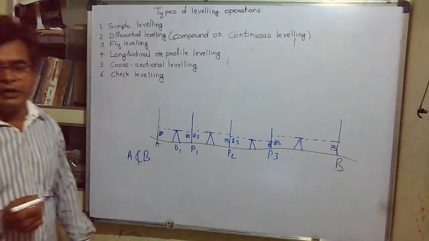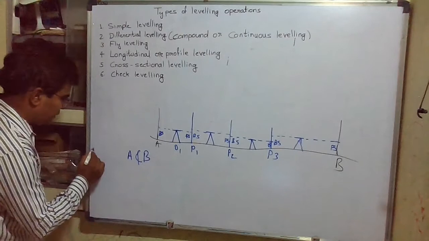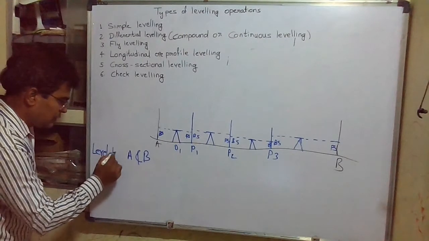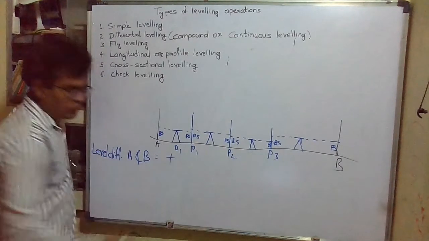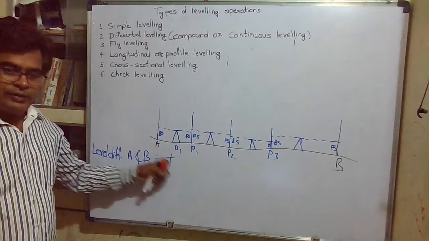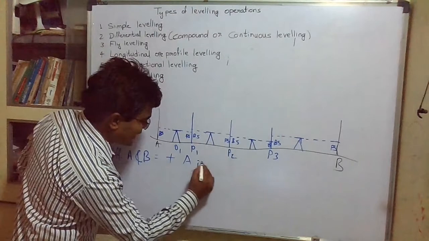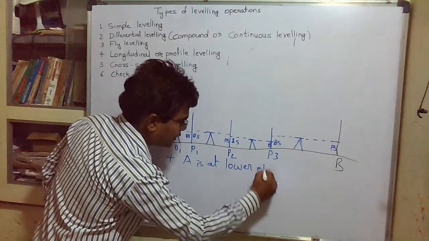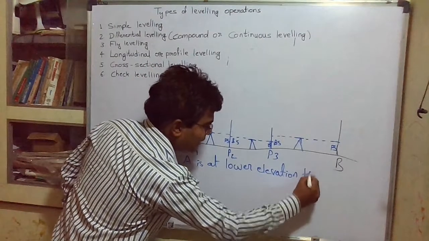Level difference between point A and B. If this level difference between A and B is positive, it shows that point A is at a lower elevation than B.